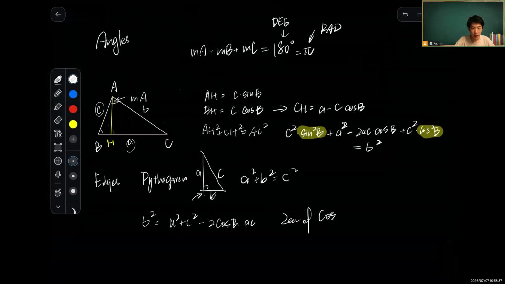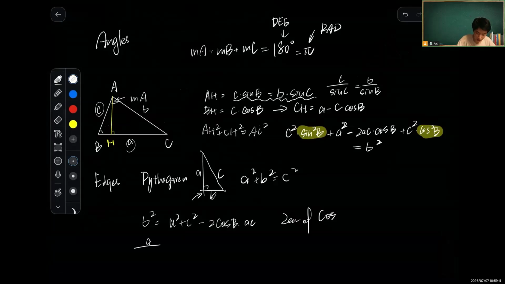Because to represent AH, there are multiple ways, including B times sine of C. So from this expression, what can we derive here? We can reverse cross multiply this thing, then it becomes C divided by sine of C is equal to B divided by sine of B. Similarly, we can obtain the exact same result for A.